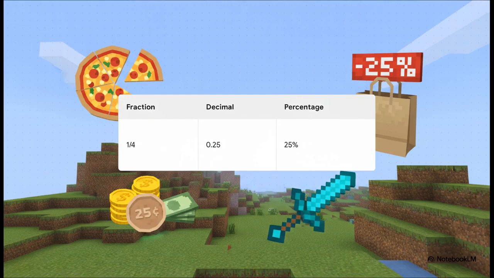This slide just makes it so clear. Think about it. 1/4 of a pizza is the same thing as 0.25, like a quarter of a dollar. And that's the same thing as getting a 25% discount at a store. They're all the same value, just dressed up differently. Once you see that they're interchangeable, it's like having a mathematical superpower.